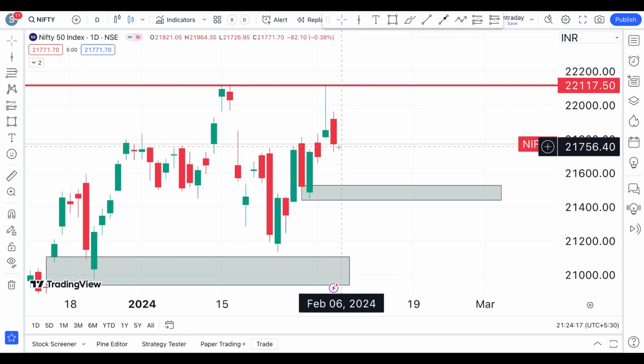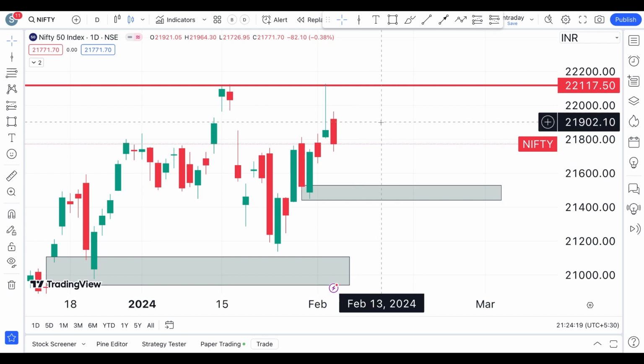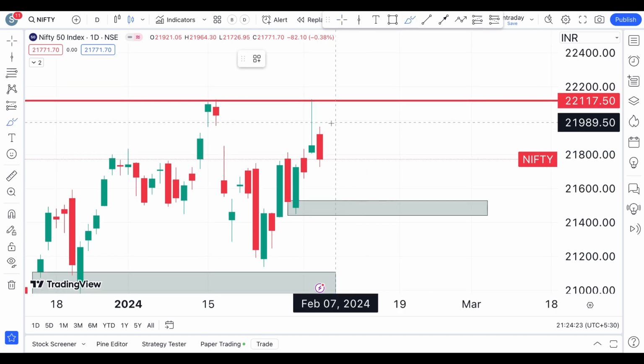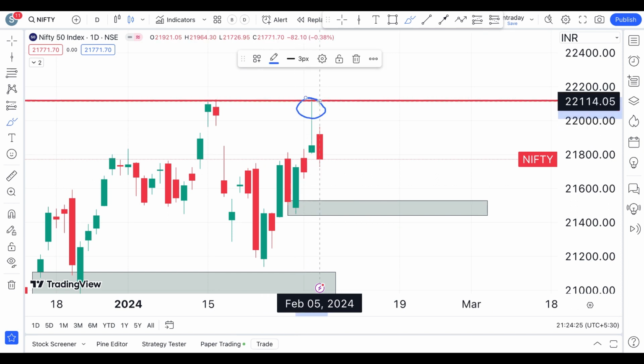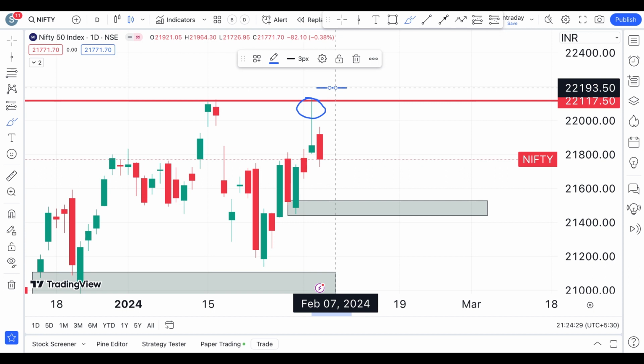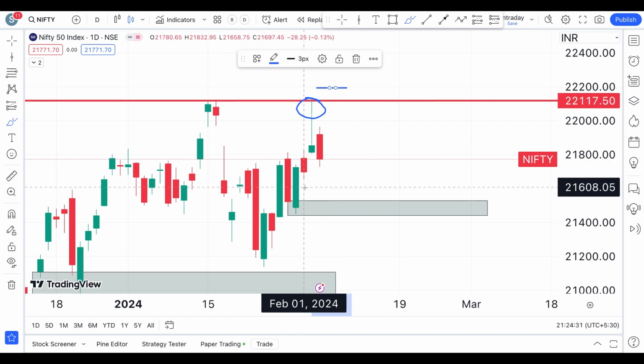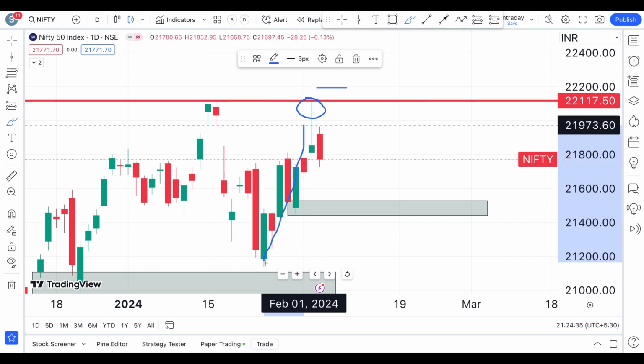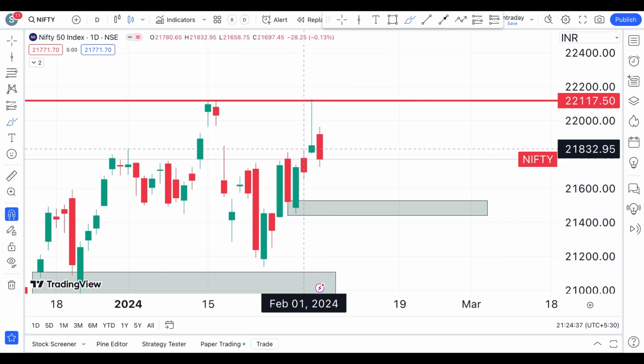But in order to take away this negative impression about the movement of Nifty, then we need to see a close beyond this level towards this level. Then we can say that it has now changed direction from the downtrend to the uptrend. So until then, we should consider this as only a pullback in the Nifty.